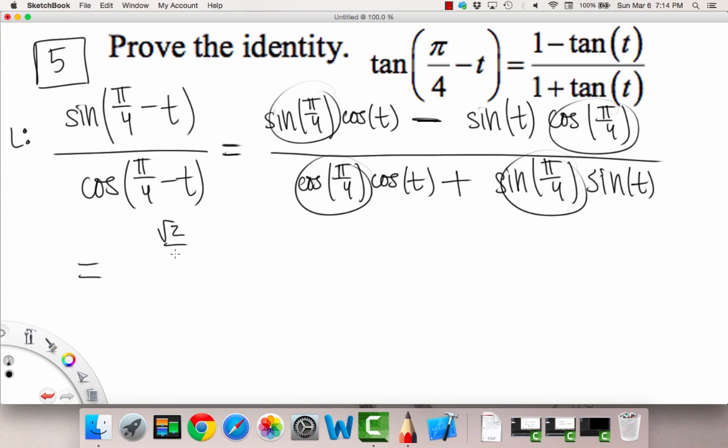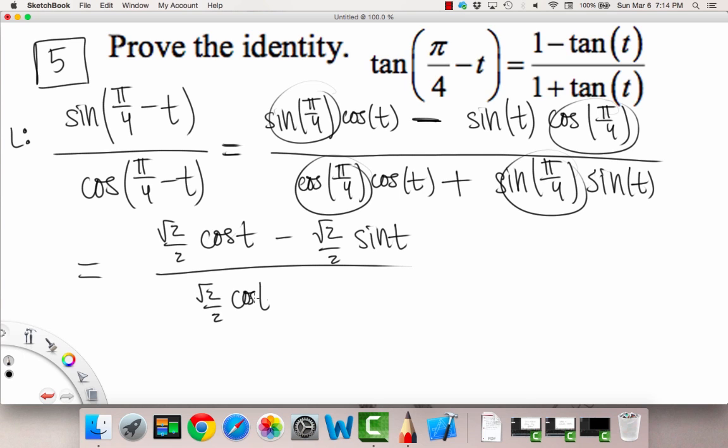We have radical 2 over 2 cosine t minus radical 2 over 2 sine t. Now on the bottom we have radical 2 over 2, we're going to see a lot of those, cosine t plus radical 2 over 2 sine t. Okay, so the thing is, we can factor out a radical 2 over 2 from both the top and the bottom, and they kind of just cancel everywhere, right?